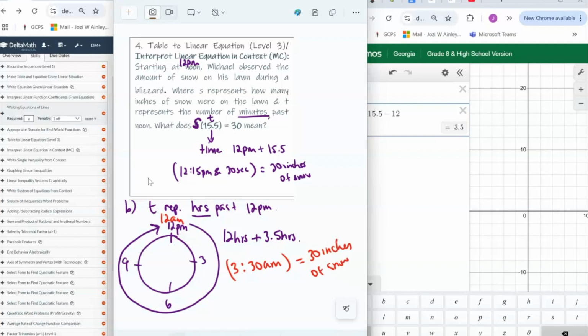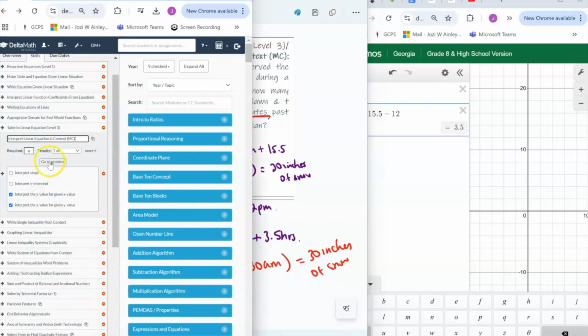Okay, so that's just interpreting. So there are 2 questions I'm asking you. The first one was in minutes. Now the next one is in hours. What does this represent? This is the time after 12 p.m. and this is how much snow there is at that time. So depending if the question is asking you in minutes or in hours, that's how you go about representing it. Let's go look at your Delta Math.